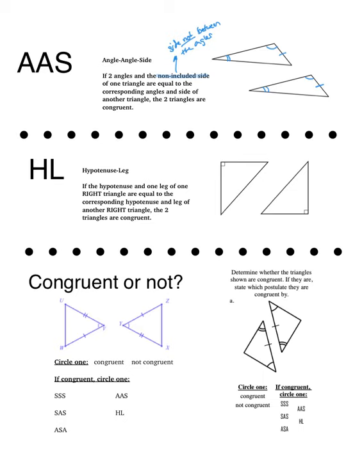Last congruency property. There are 5. The last one we're going to do is hypotenuse leg. The important thing here is the parts of a right triangle, because we already know the angles are congruent because they're both right triangles. So the hypotenuse would be here and a leg. It doesn't matter if it's the short leg or the long leg, but it has to be the same leg on both triangles. So that triangle is congruent by hypotenuse leg.